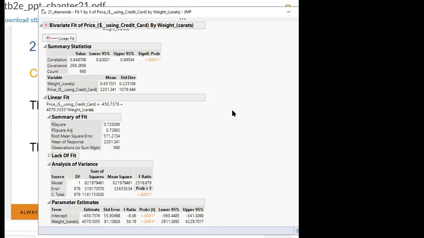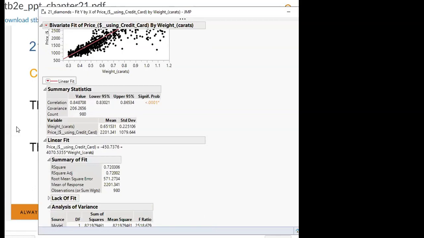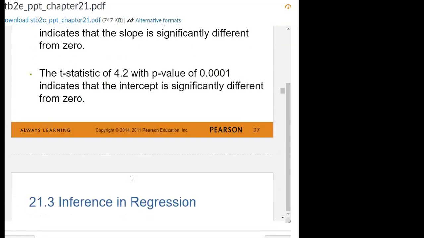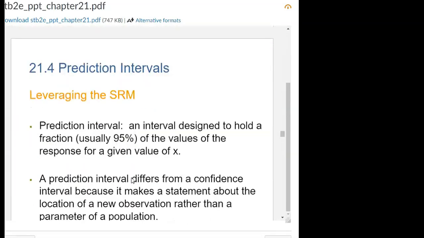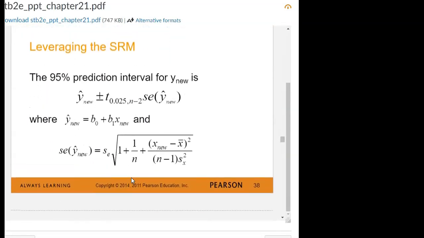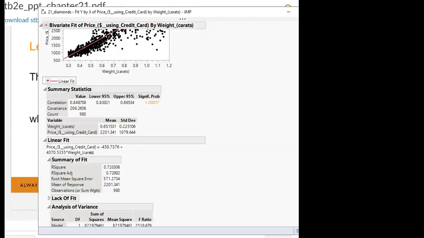You just right click on the parameter estimates column and select lower 95 and upper 95. And then let's do the other one, the prediction formula, which is down here on this slide right there, slide number 38. Let me show you how to get that one.